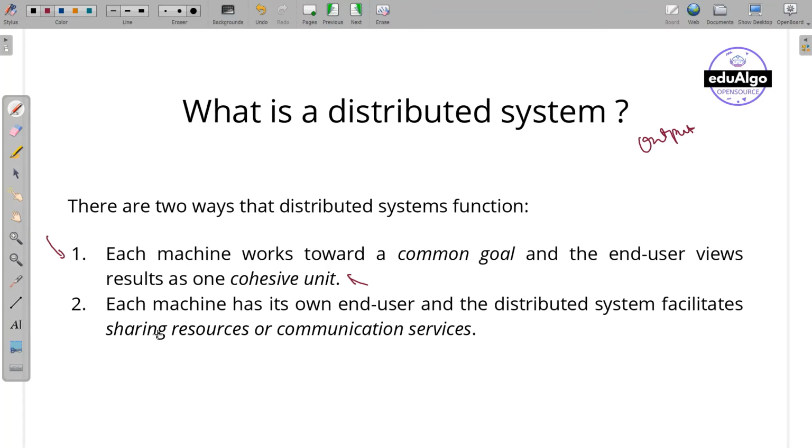In the second way, each machine has its own end user, and the distributed system facilitates sharing resources and communication services. Now how are resources shared? Resources means everything that you are putting in the database, and can be other things as well. Communication services means how one device is communicating with another. Suppose you are sending a WhatsApp message to your friend, so definitely something is communicating with something else for the message passing, similar to what happens in a post office or a courier service. We will be discussing all of these steps.